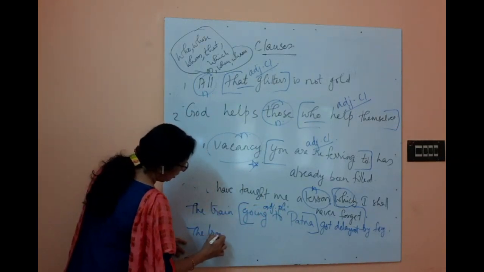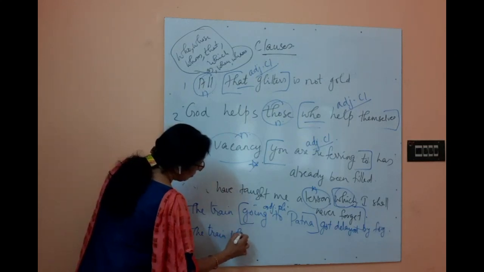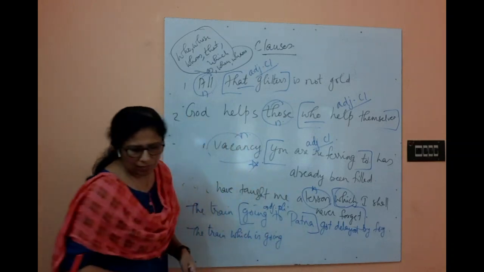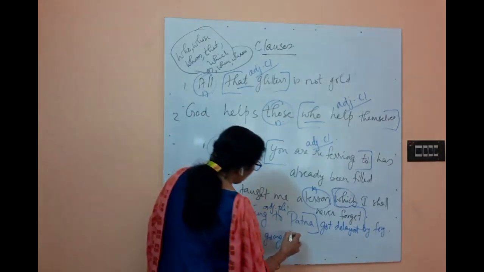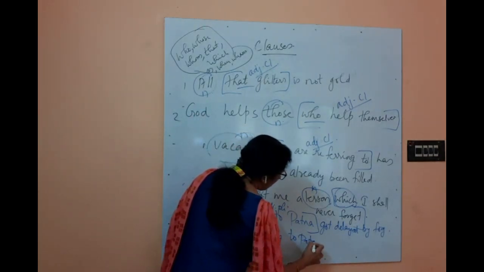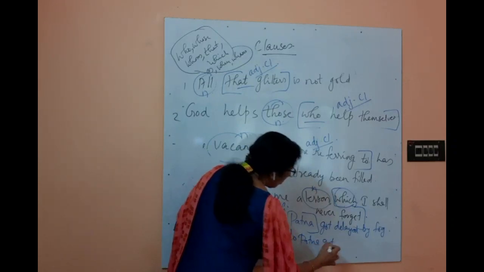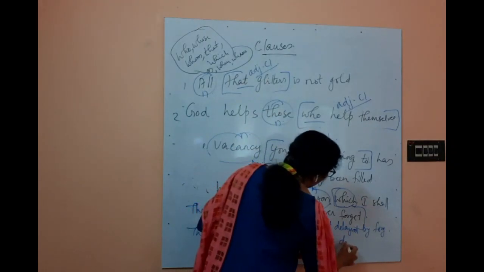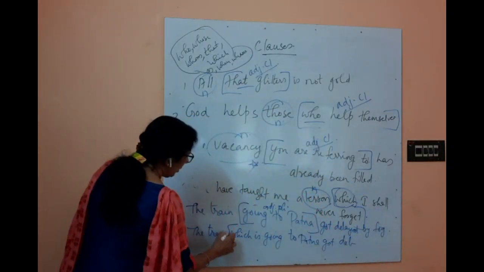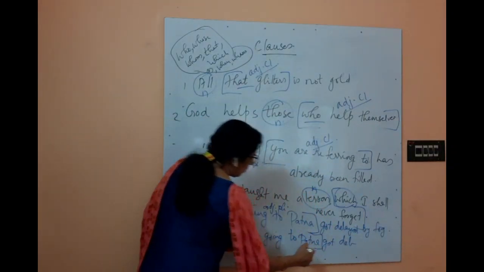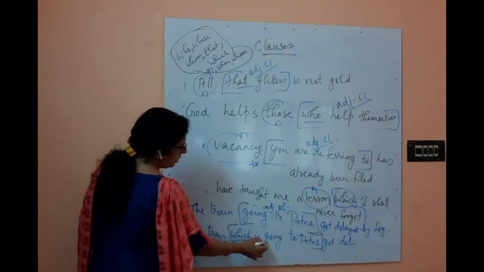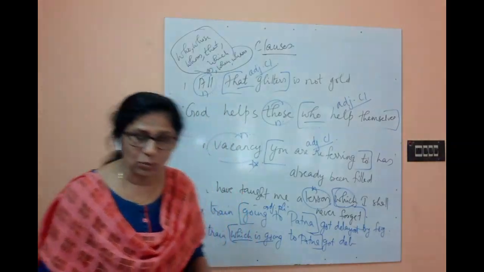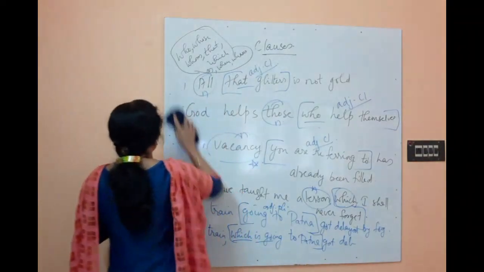The train is the noun, and we add a relative pronoun: "which is." So: "The train which is going to Patna got delayed by fog." Here the train which is going to Patna has a subject and verb. In such a way we can easily convert a phrase to a clause.